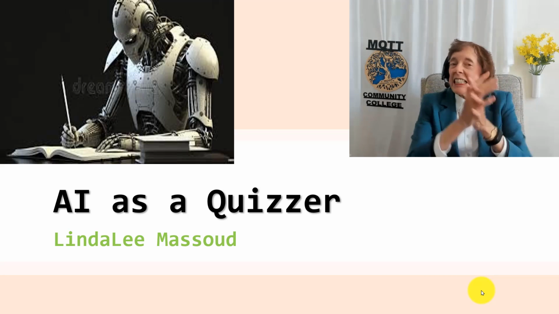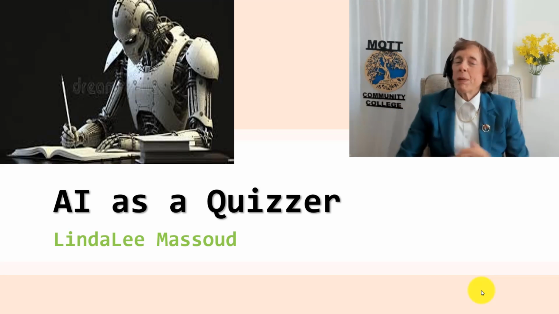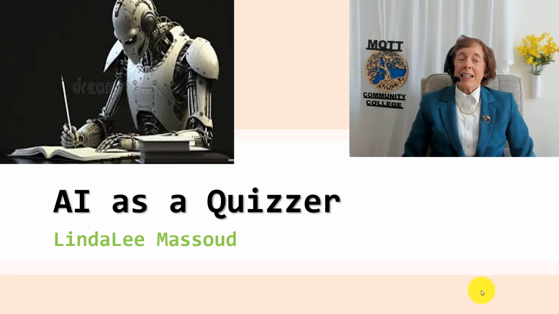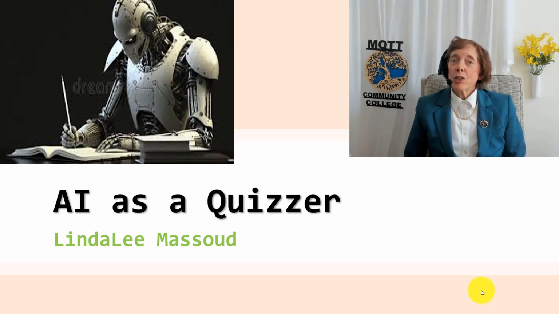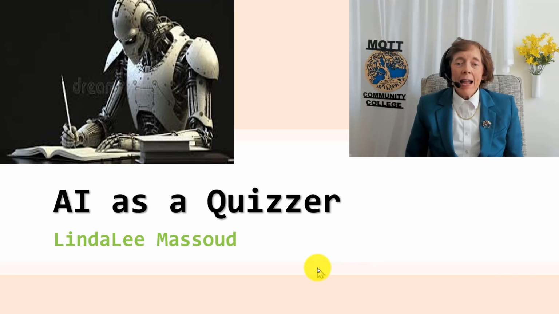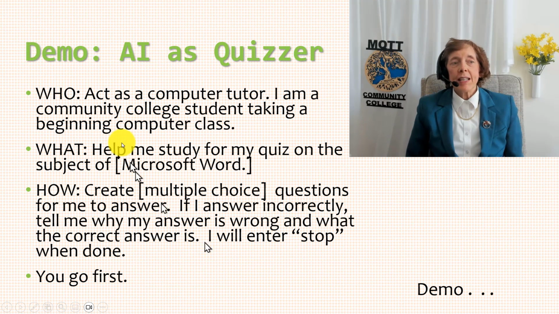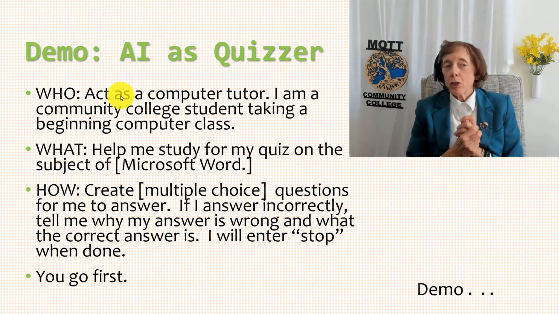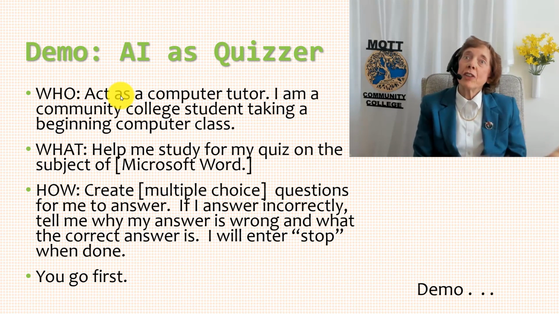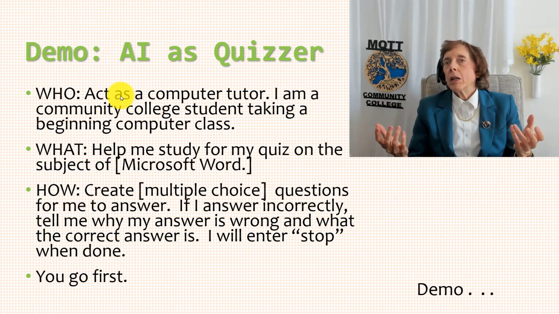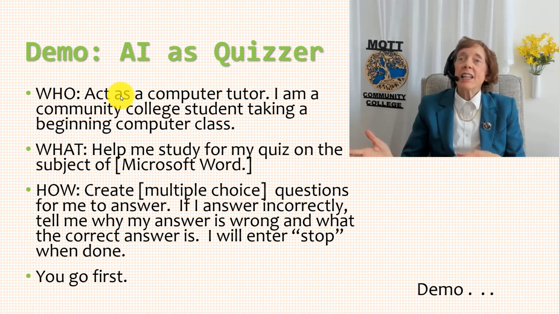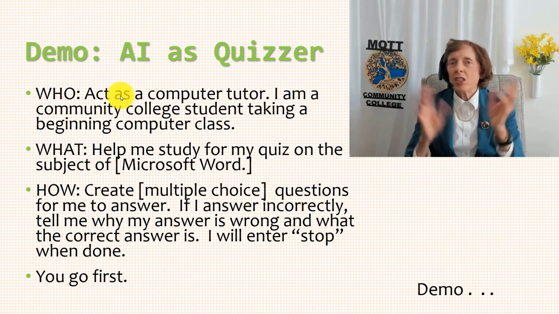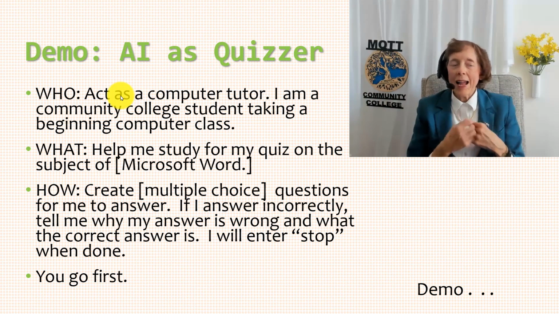All right, let's get down to some serious being a student, learning how to use AI. How about using it as a quizzer? So I might say to AI, for example, act as a computer tutor. I'm a community college student, or I'm a fifth grader, or I am a PhD in astrophysics. You just tell it who it is and who I am.